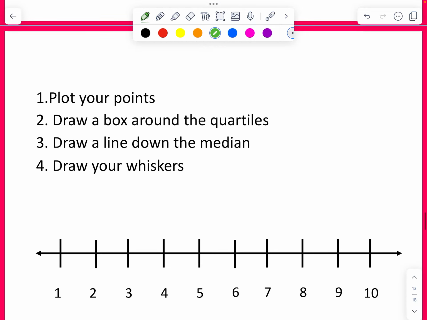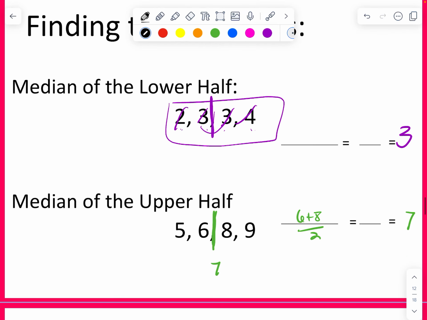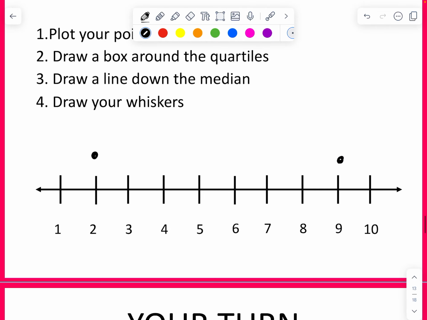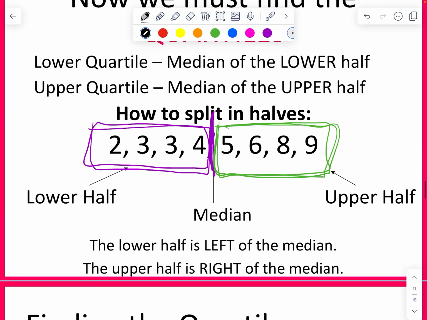So we have to plot our points, draw the box around the quartiles. Okay, so my extremes were 2 and 9. And then my quartiles were 3 and 7. I'm going to go ahead and do a box for 3 and 7. Lower extreme, upper extreme. And then my actual median, where's my median? 4.5.